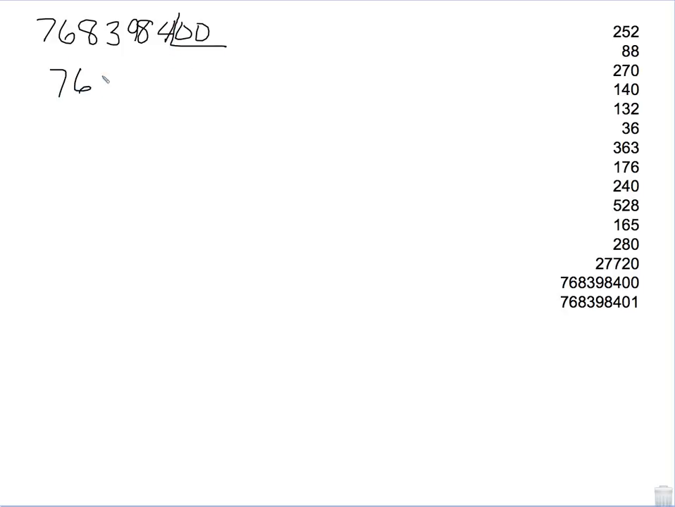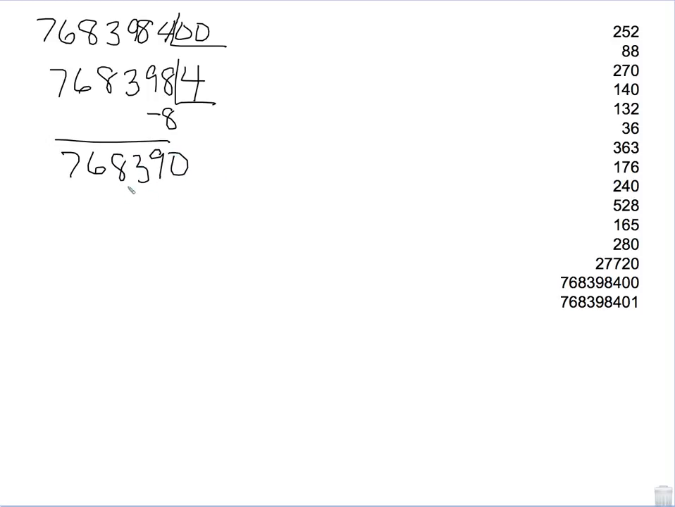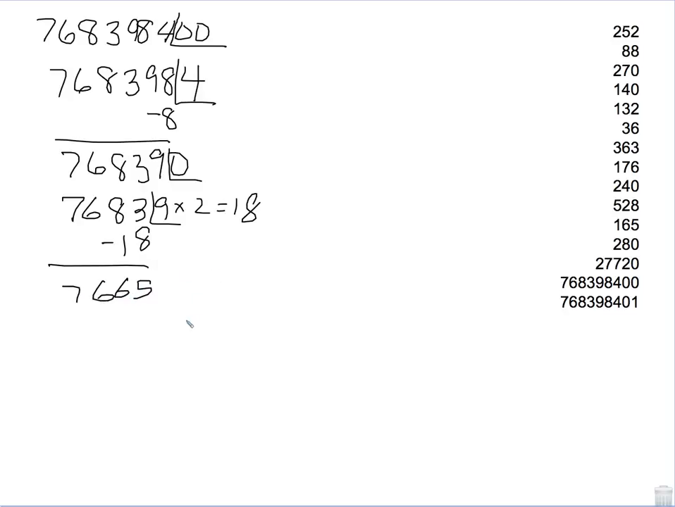And we'll start working with 768,398,4. So we'll cut off the 4, double it to 8, subtract 8, and we'll get 76,839. We cut off the 0, and we'll subtract it, but that doesn't change the number, so we'll just start again with 76,839. We'll double 9 and get 18, subtract 18. This is 5, 6, 76, 65.